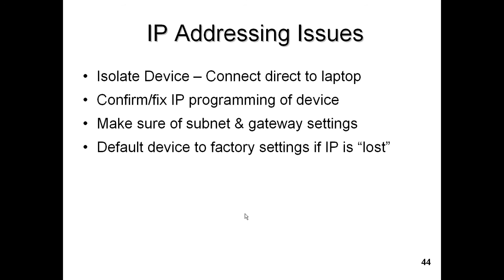So if we've got problems with our IP addressing, go to the device directly. Bypass the network and plug your netbook or laptop directly into the device and confirm the IP address settings in it. Be prepared to default the device back to its factory presets. If you've somehow lost it, you don't know what port number you put into it, you don't know what IP address you put into it, you can default it and start over. And often that will solve your problem. You just start over and get it fixed.